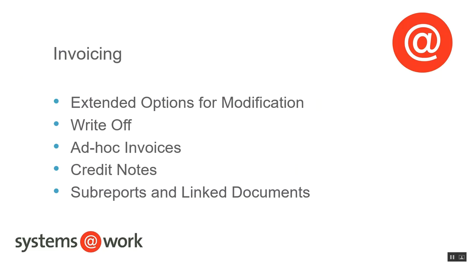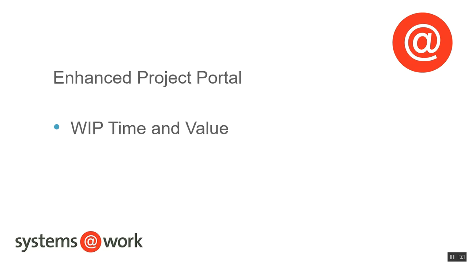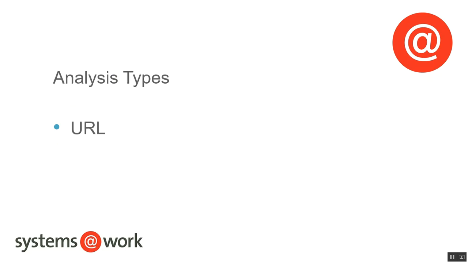The grid also now supports subreports and linked documents. So in any of those types of invoicing, you can specify that you can drill down to look at other data and look at linked documents, images, and so on. And as I showed you, time and value are now shown in the project portal.